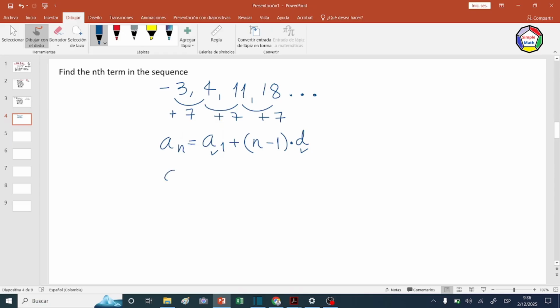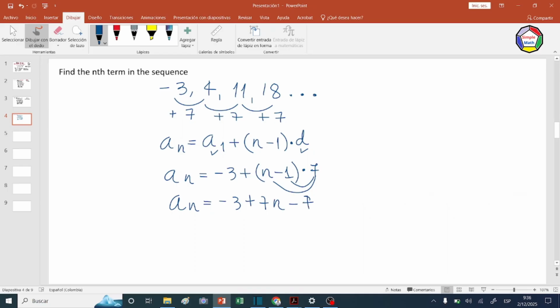Let's substitute those values. So we have that a sub n is equal to a sub 1, in this case minus 3, plus n minus 1 times the difference. The difference in this case is 7. Now I'm going to use the distributive property. It means I will multiply 7 times n and 7 times minus 1. So a sub n is equal to minus 3 plus 7n, and 7 times minus 1 is minus 7.